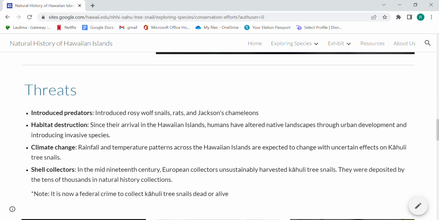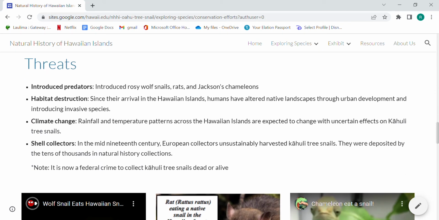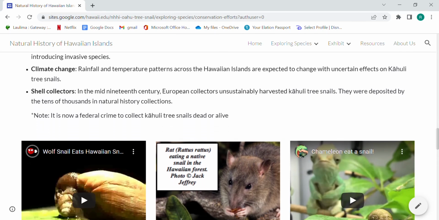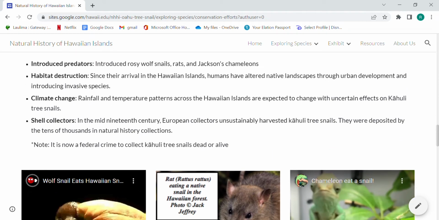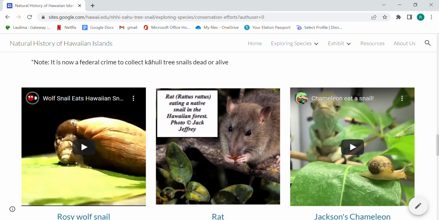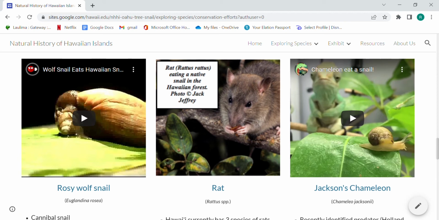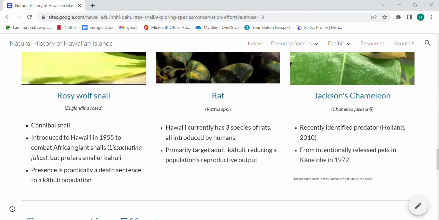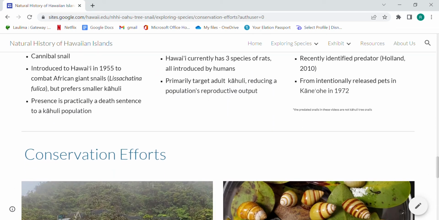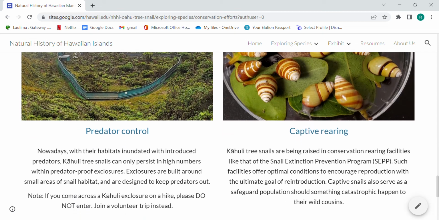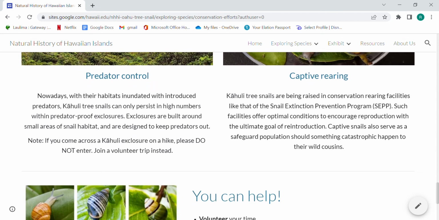And then we talk about the threats, past and present, that these Kāhuli are facing, which includes introduced predators, habitat destruction, climate change, and shell collectors. And here we provide the three introduced predators that are now threatening Kāhuli populations across Hawaii. And then we talk about current conservation efforts, which mainly consist of predator control as well as captive rearing.